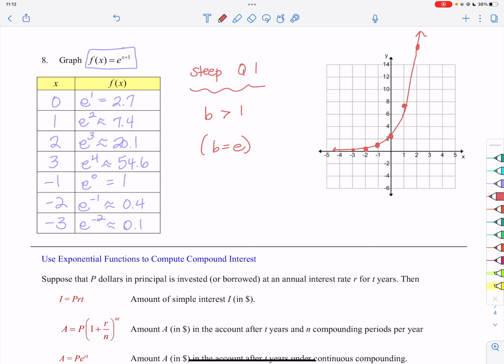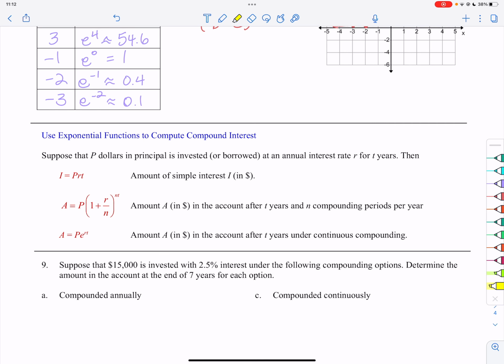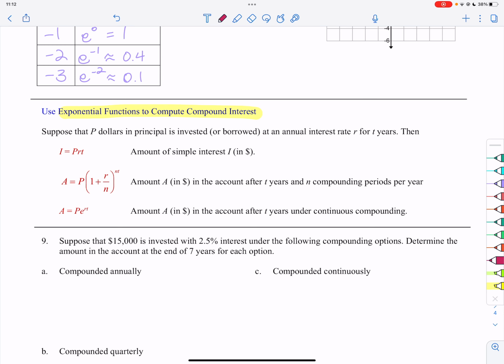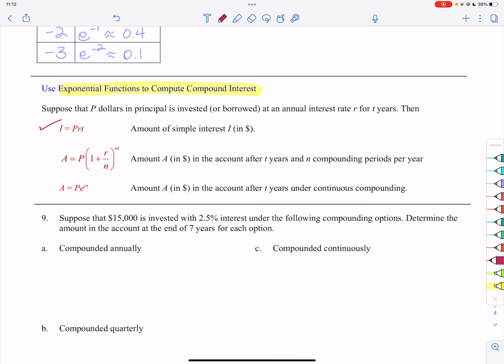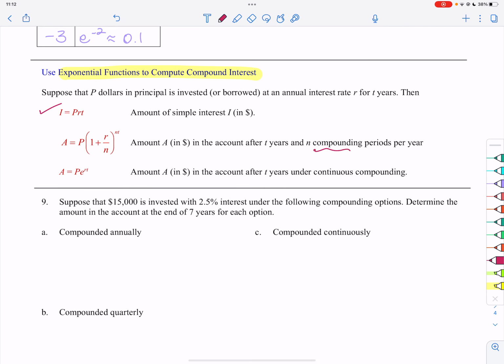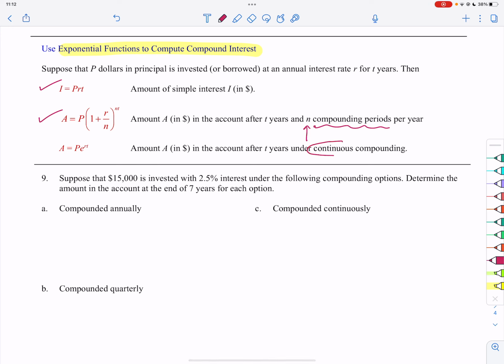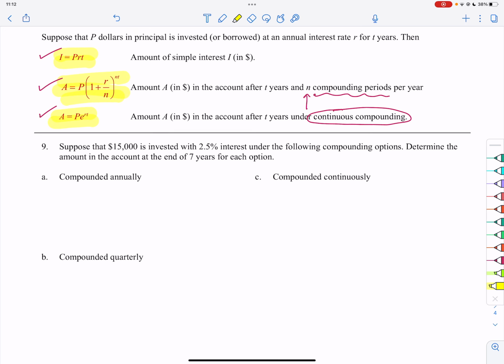Okay, so now let's use exponential functions to compute compound interest. So we have our simple interest formula. We have compounding n times per year, and here we have what we call continuous compounding. So we will be using all three of these formulas.